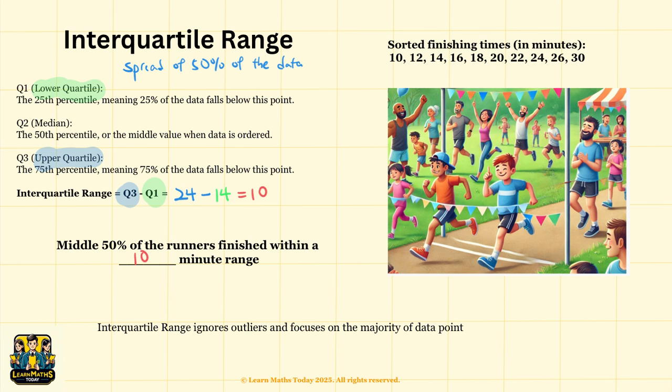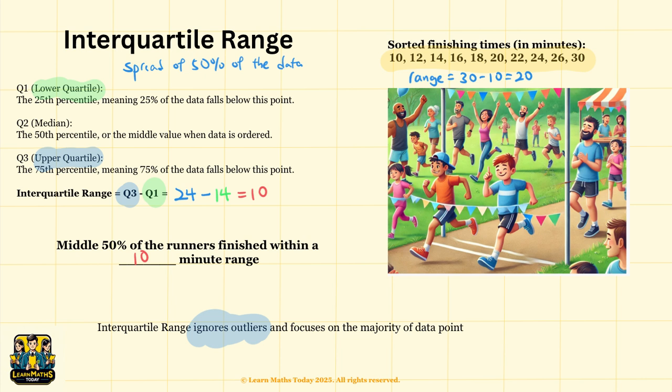Interquartile range is useful because, unlike range, interquartile range ignores outliers and focuses on the majority of data points. What does it mean by ignoring outliers? Note that for this example, we know that the range is 30 minus 10, equal to 20, and the interquartile range is equal to 10.